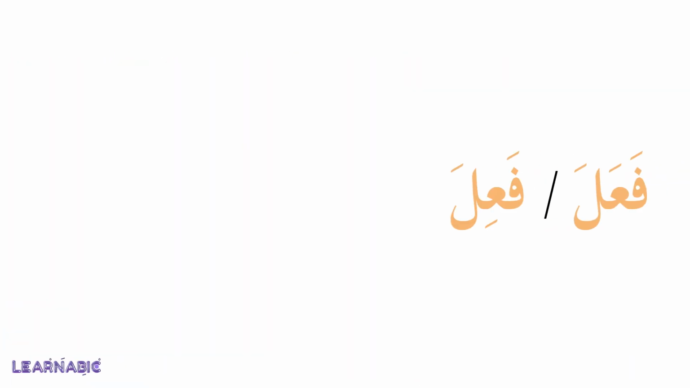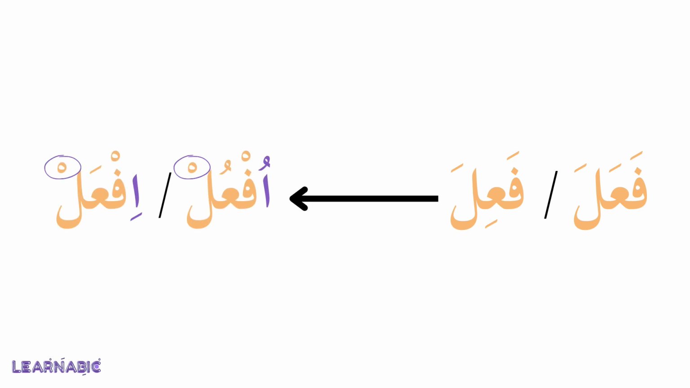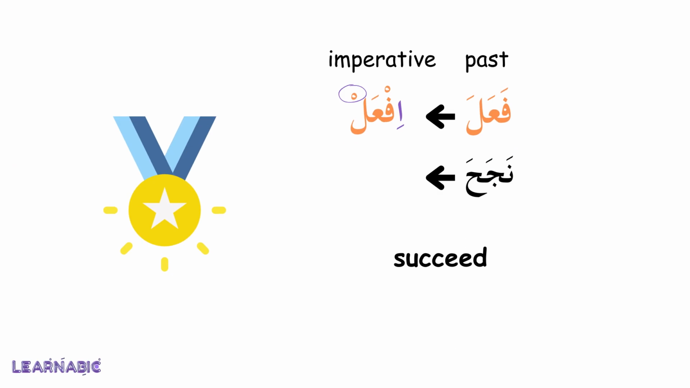Do you remember al-wazn fa'ala or fa'ila that we learned in the past tense series? Okay, we will convert them to the imperative form, أفعل or افعل. In past tense, فعل, in imperative form, افعل. For example, نجح, انجح. When you ask someone to succeed, you say انجح.